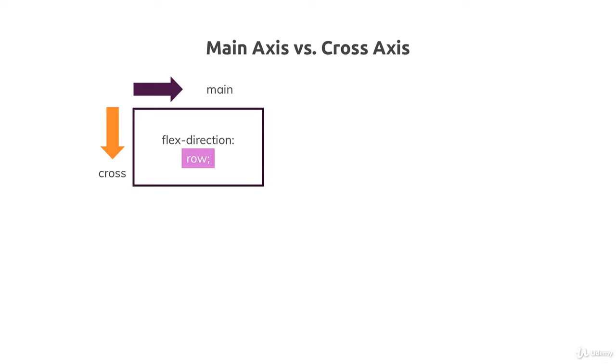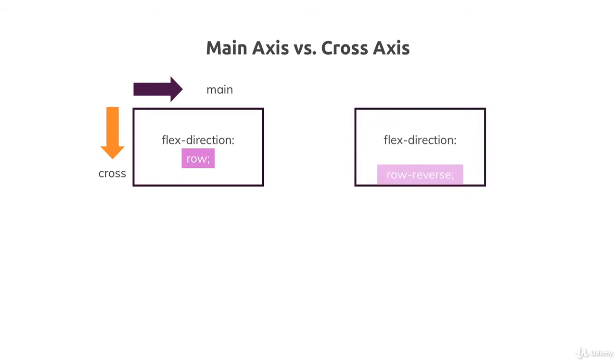Now, in addition to row, we also applied another value. We applied flex direction row reverse. Well, and if we think about the way row behaves, so from the top left to the top right for the main axis, then row reverse simply behaves the other way around. It starts in the top right corner and goes to the top left corner, and the cross axis also starts in the top right corner.